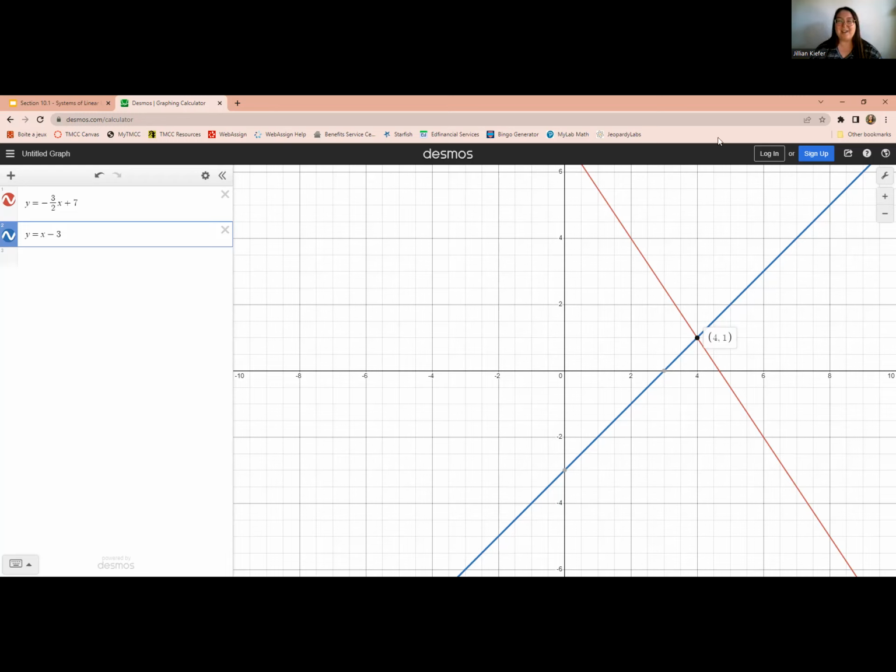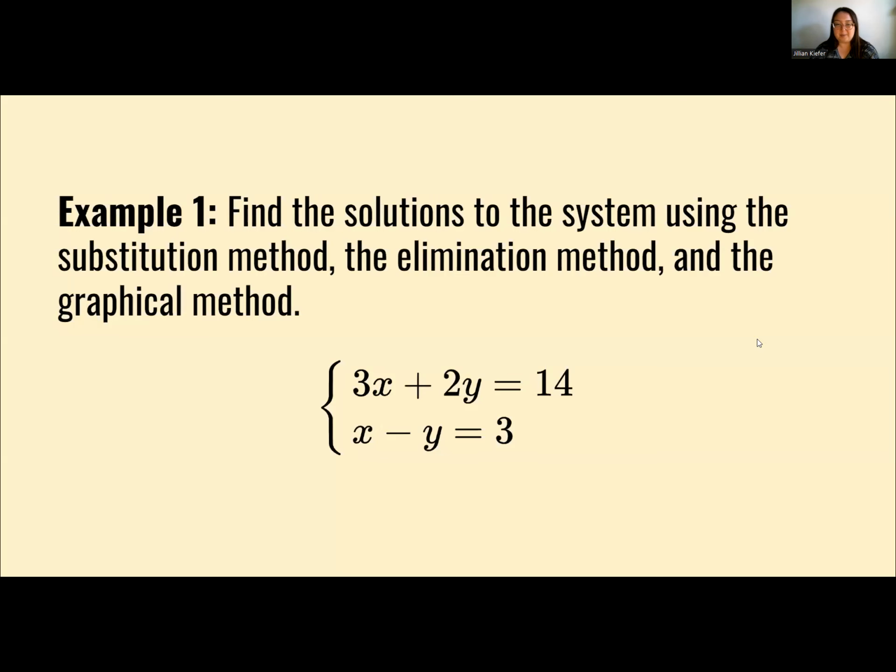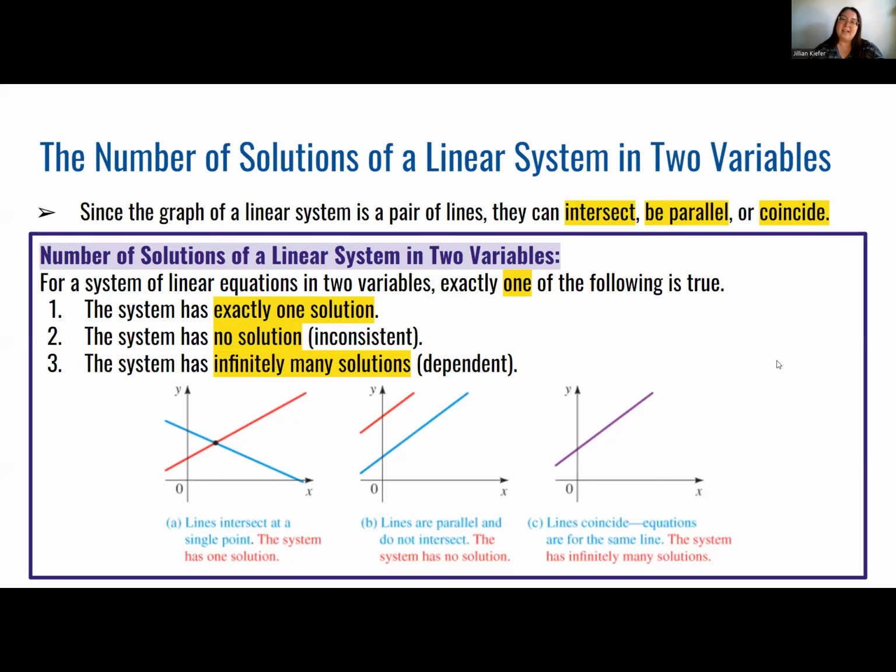So all right, let's head back on over to our lecture. We just finished up example 1 here. Moving on, we see the number of solutions of a linear system in two variables. So what we just saw was one solution. There was one value of x and one value of y. The lines crossed in exactly one place. But that's not always true.